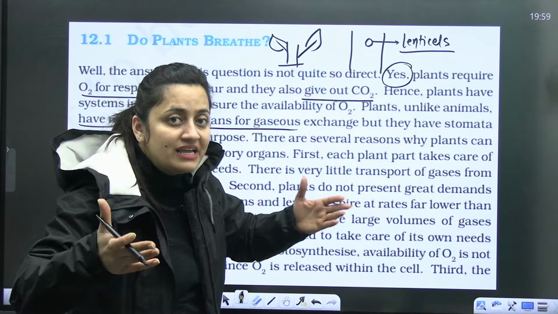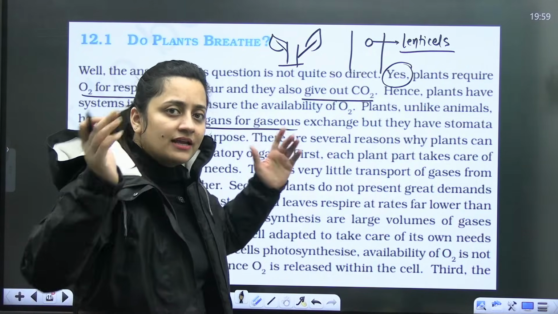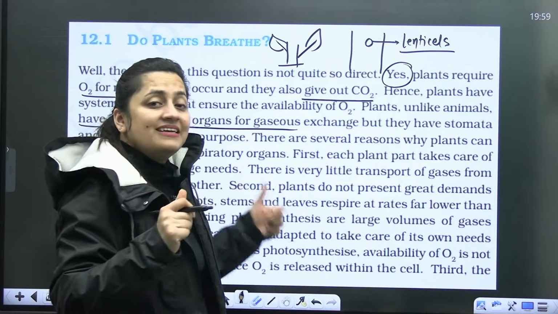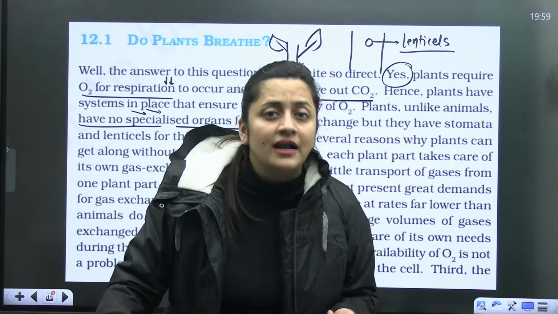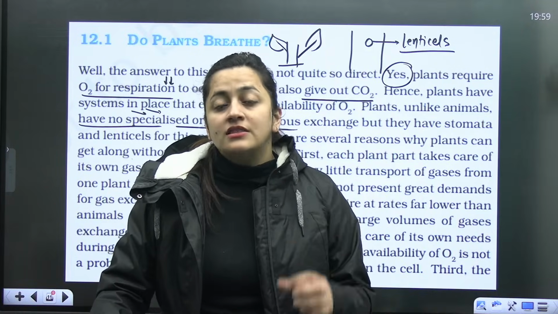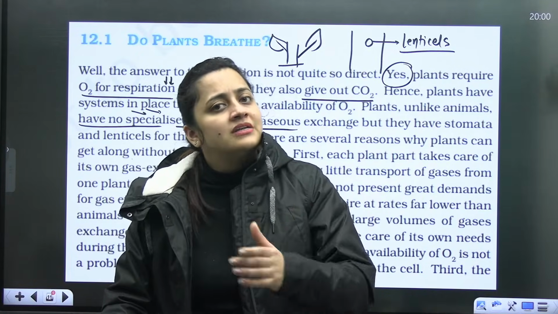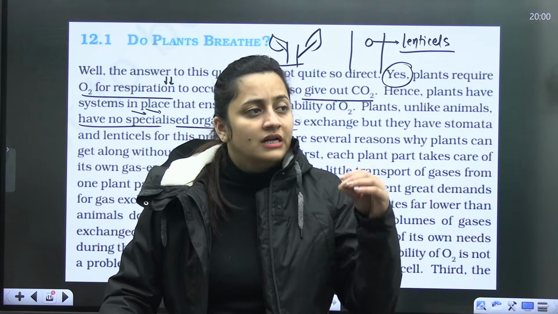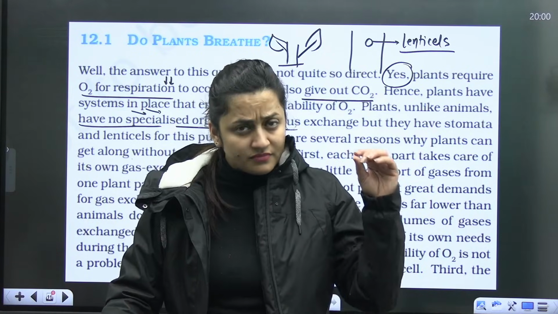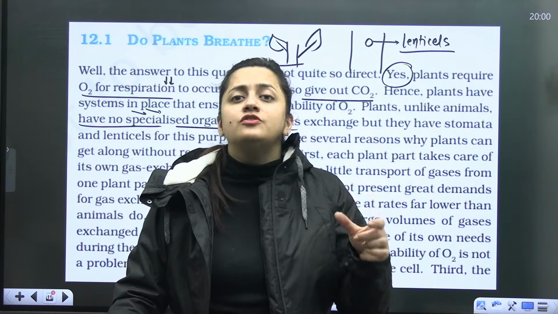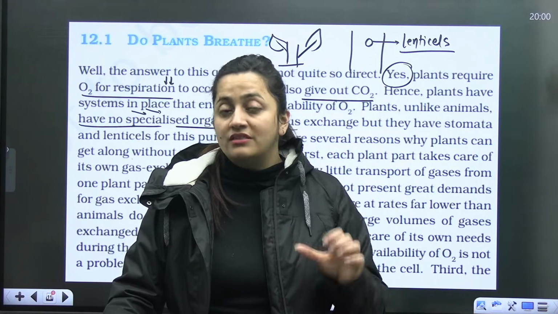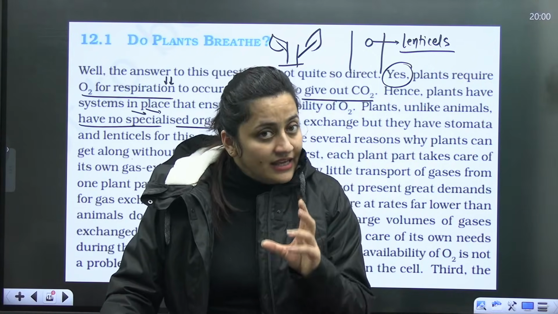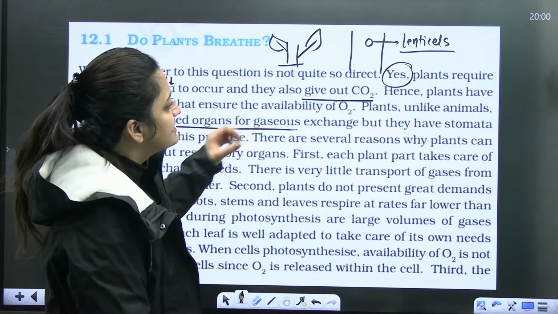If I talk about the leaf, I talk about the stomata, where the gaseous exchange is done. Plus, in the case of plants, the requirement is not that much. They are fixed to a place. Their metabolism in comparison to animals is quite slow. Animals are moving here and there in search of their food, for mating, for their protection. But plants are at one place only. Their demand is less, and each and every part is capable of fulfilling its need.